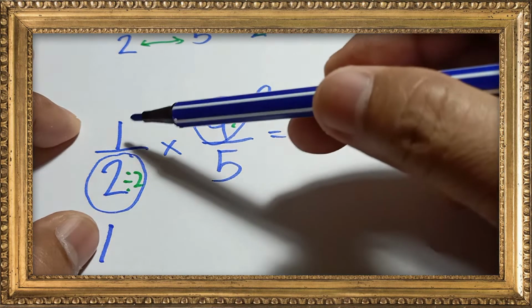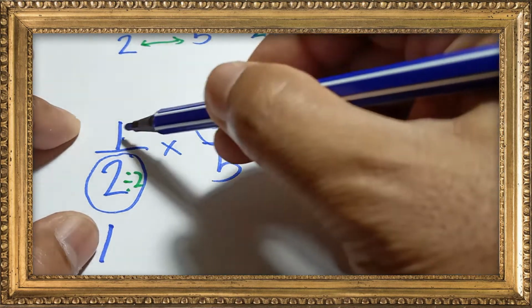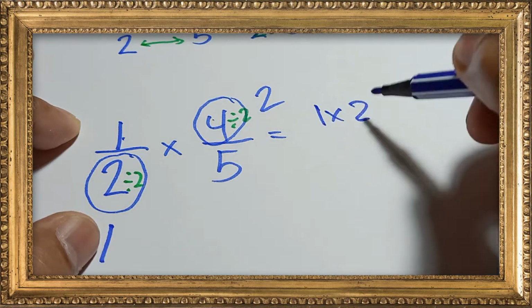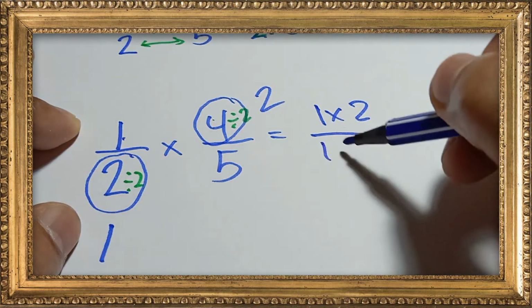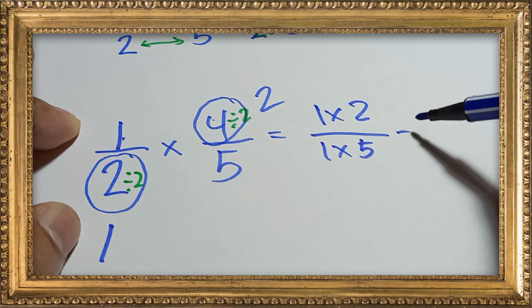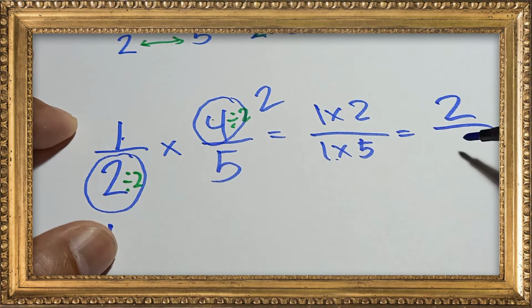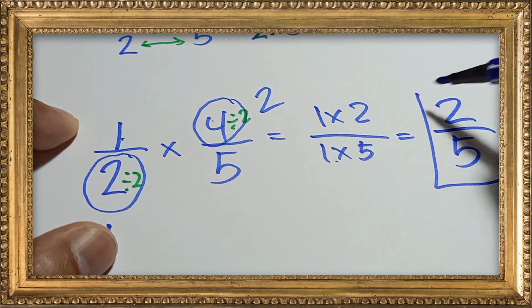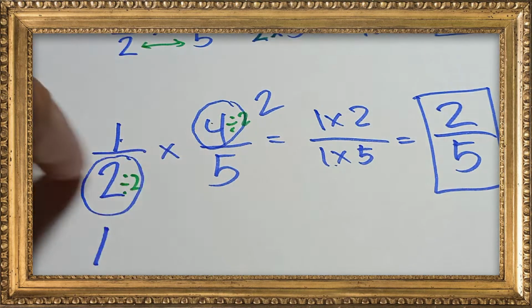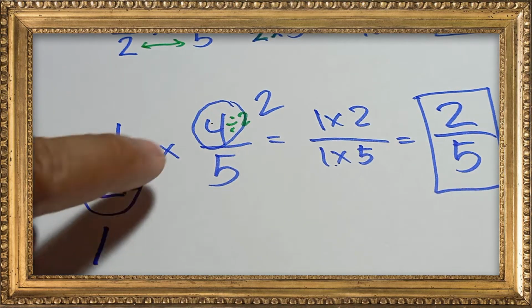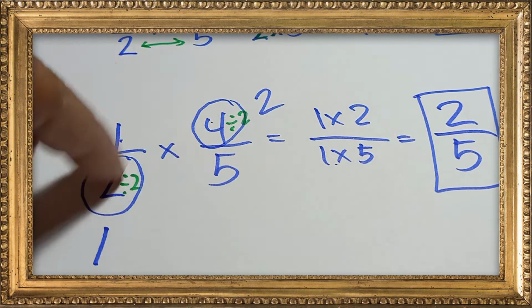So 1 times 2, and then 1 times 5. So 1 times 2 is 2, 1 times 5 is 5. As you can see, we get directly the lowest term because at first we already reduced the fraction.